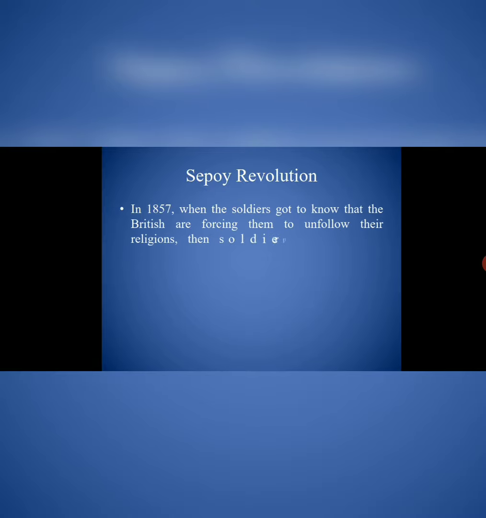Sepoy Revolution. This was the revolution which took place in 1857, when the soldiers got to know that the British are forcing them to unfollow their religions. But how? Then soldiers protested in a huge amount. This protest is known as Sepoy Revolution.